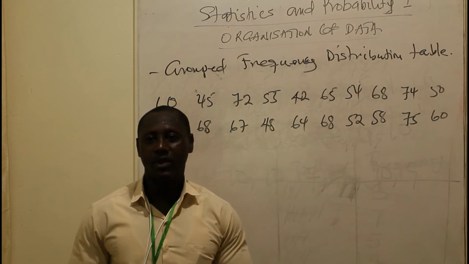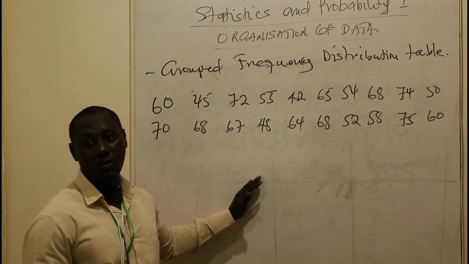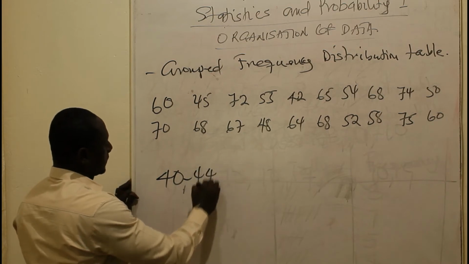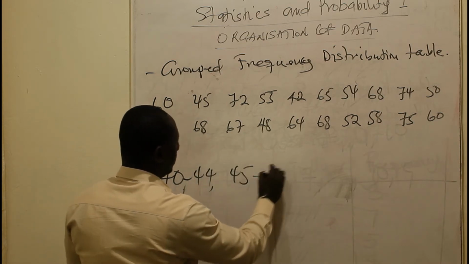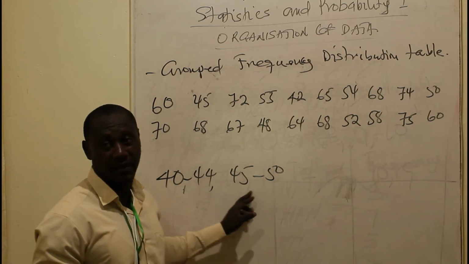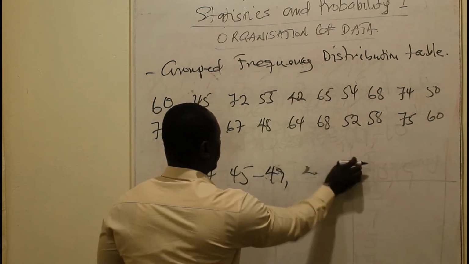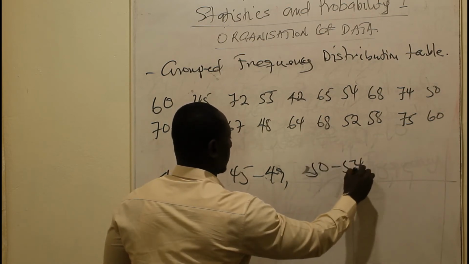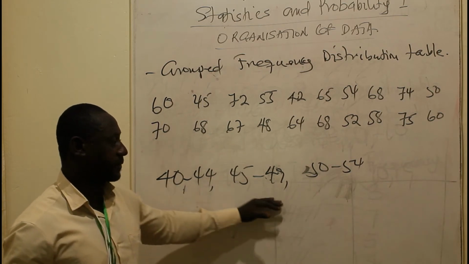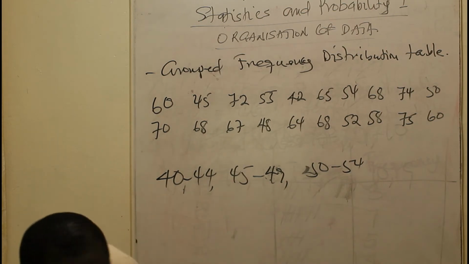But here they are saying that using a class interval of 40 to 44, 45 to 49, and then 50 to 54, and so forth, construct a frequency distribution table for the data. And so how are we going to do that?